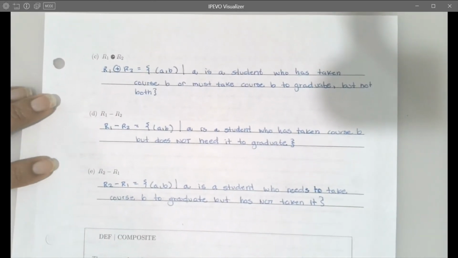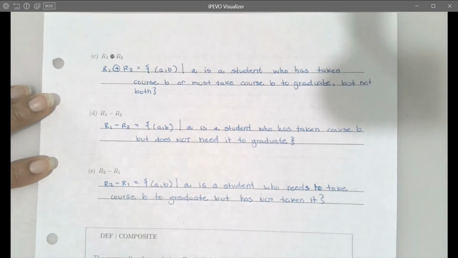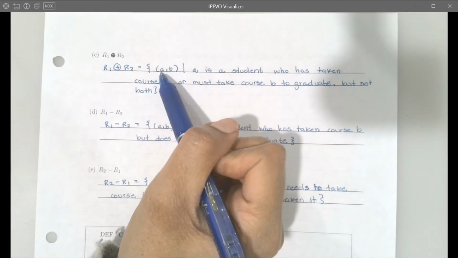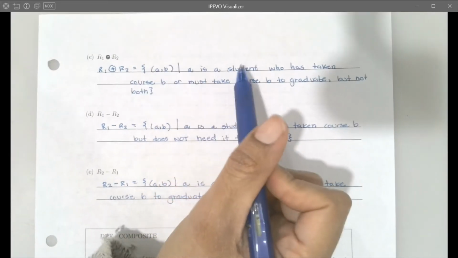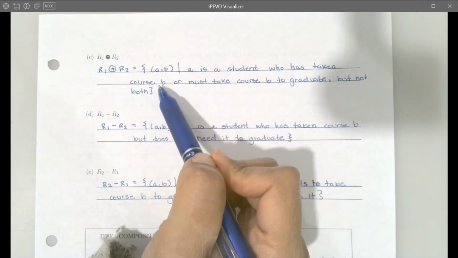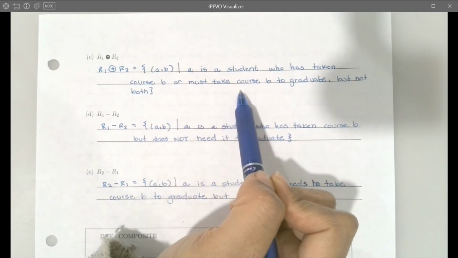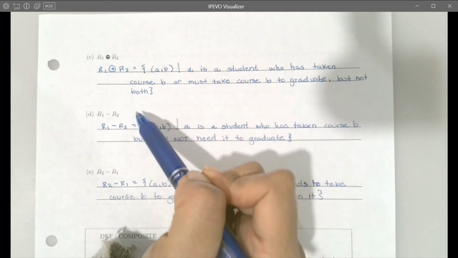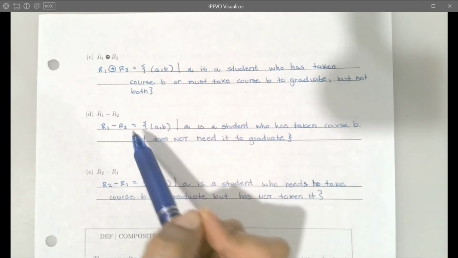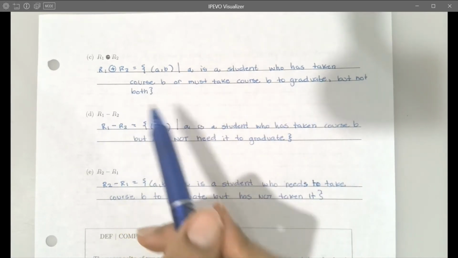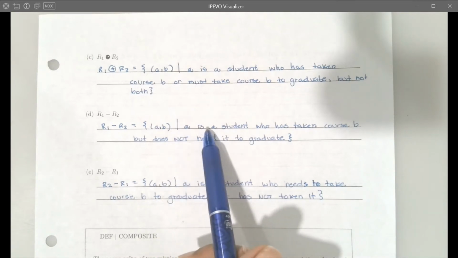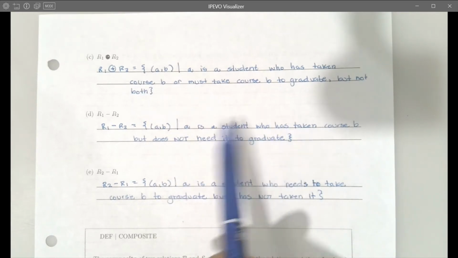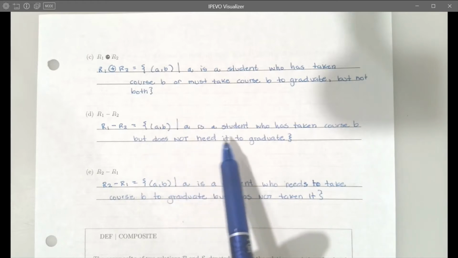All right, now part C is exclusive OR. So we're looking at R1 exclusive OR R2. That means it consists of all of the ordered pairs (A, B), where A is a student who has taken course B or has to take course B in order to graduate, but not both. The difference, R1 minus R2, would be the set of all ordered pairs where A is a student who has taken course B but does not need it to graduate.